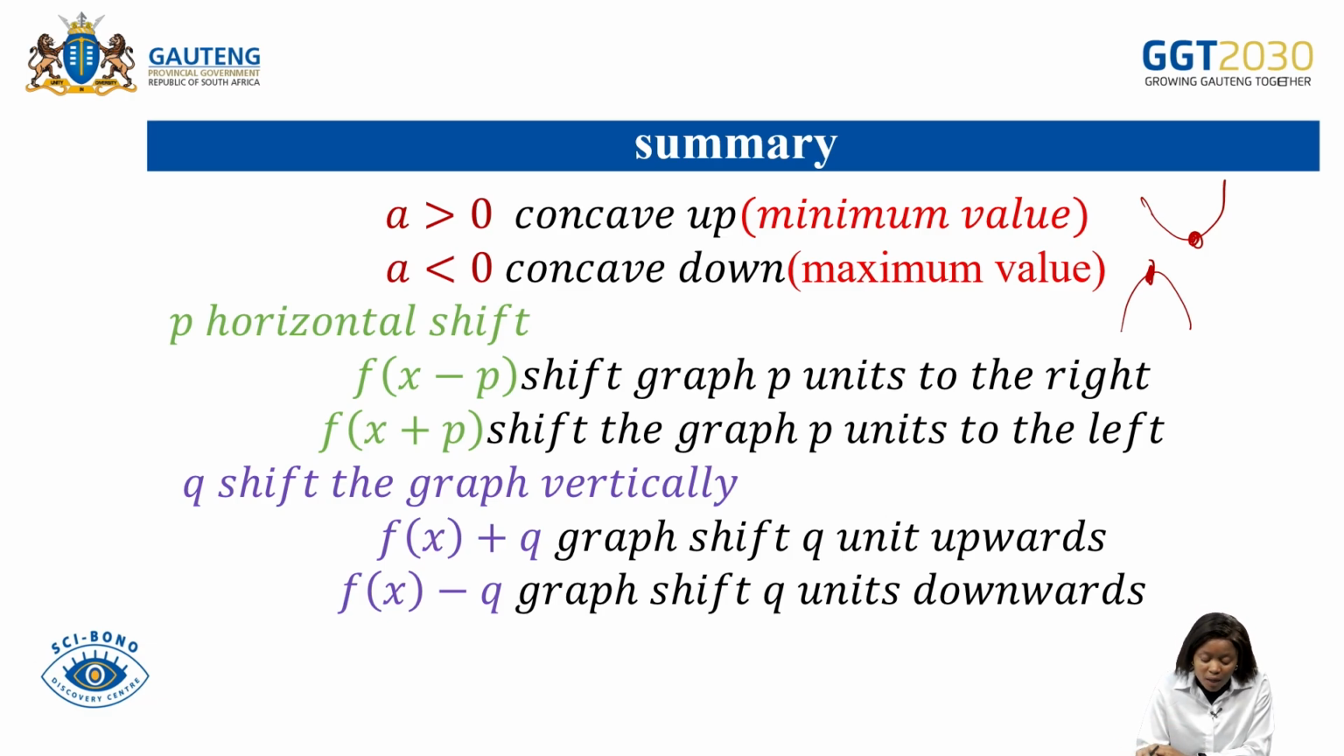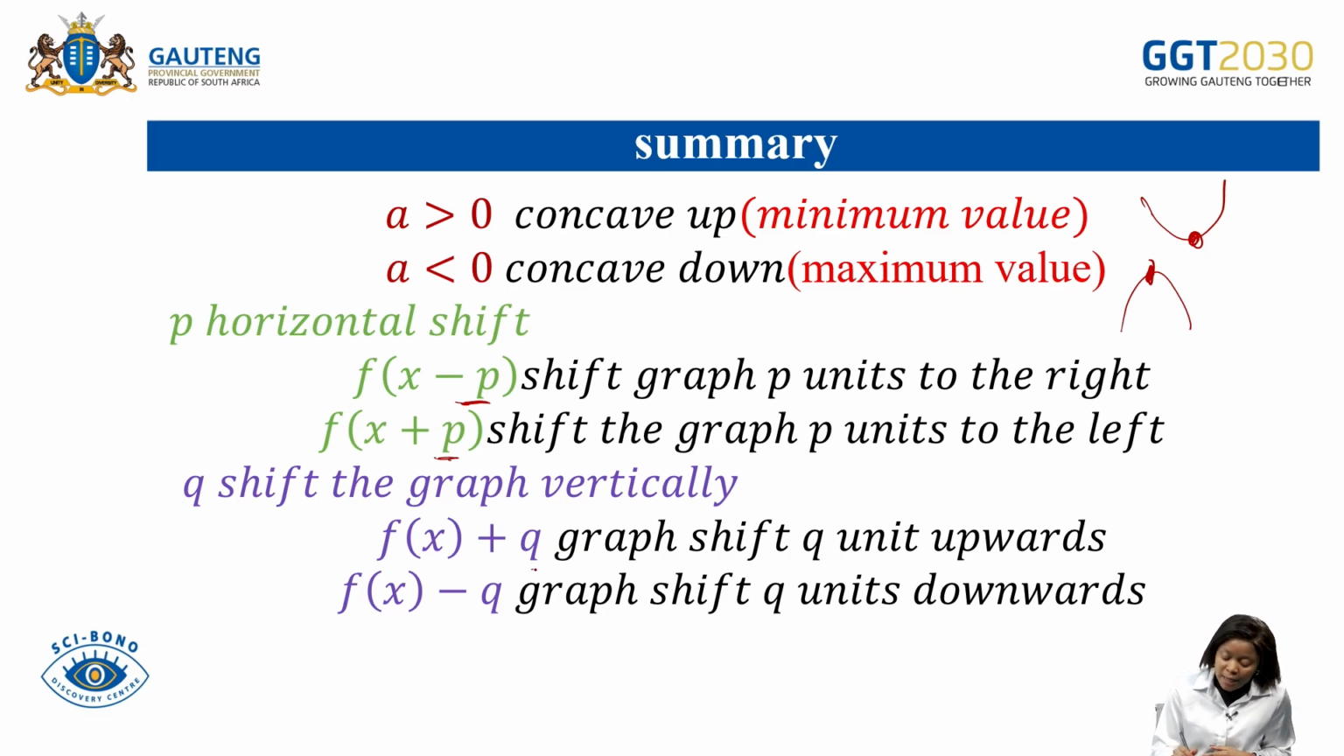And then we have the p, which represents the horizontal shift. Your graph can either go to the right or go to the left. So if you are subtracting p from x, your graph is going to shift p units to the right. And if you are adding p to x, then your graph will shift p units to the left. And looking at q, q shifts your graph vertically. It can either go upwards or go downwards.